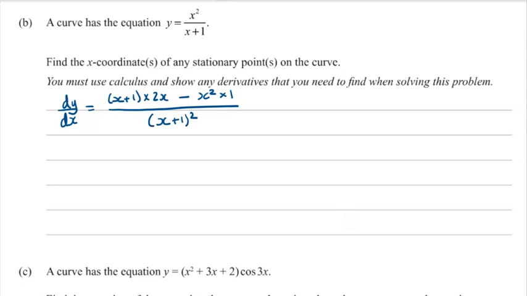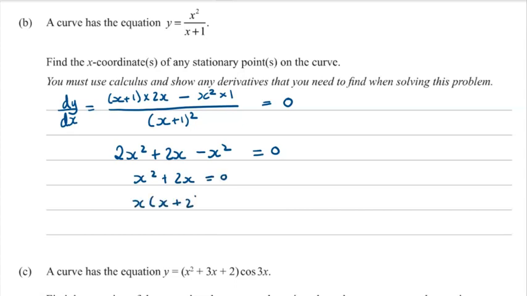And to find stationary points, we will set that equal to 0. Now, if we were to bring that up to multiply to solve the equation, that's going to end up being 0. So we just need to worry about the top line. If I simplify the top line, we've got 2x squared plus 2x minus x squared is equal to 0. So we've got x squared plus 2x is 0. Factorize, and we've got the following. So x equals 0 and x equals minus 2.